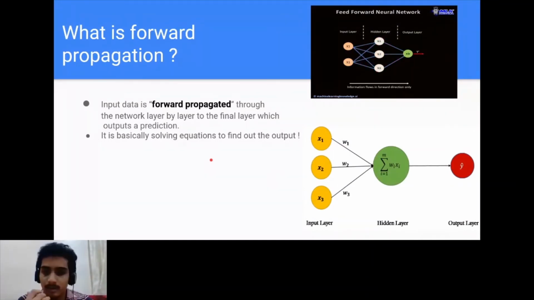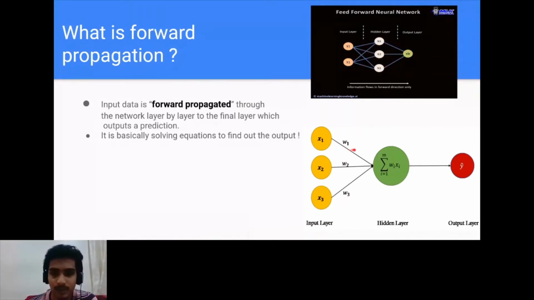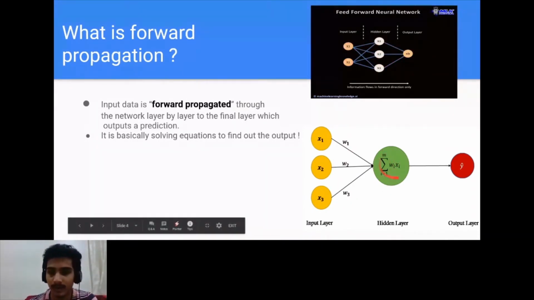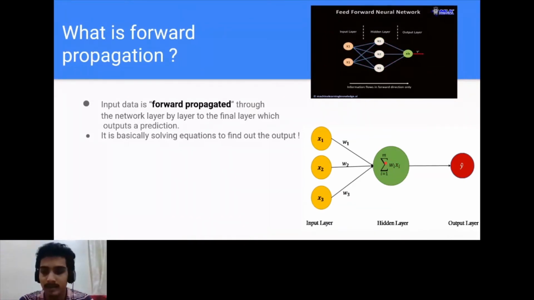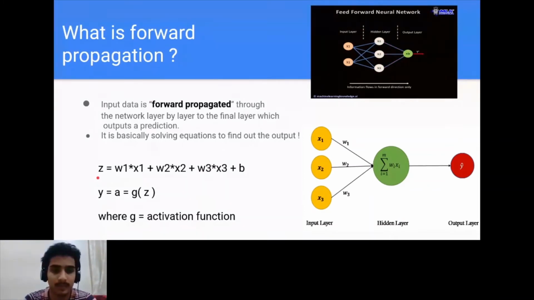Just for example, let us consider this example. It's a single perceptron. We have some inputs x1, x2, x3. Then we have some weights associated with them, w1, w2, w3. Then we do the weighted sum, and then we add a bias to it. Whatever that weighted sum plus bias is, we call it Z, and then we pass this Z to a function, our activation function, and this activation function gives out the output, and that is our prediction.